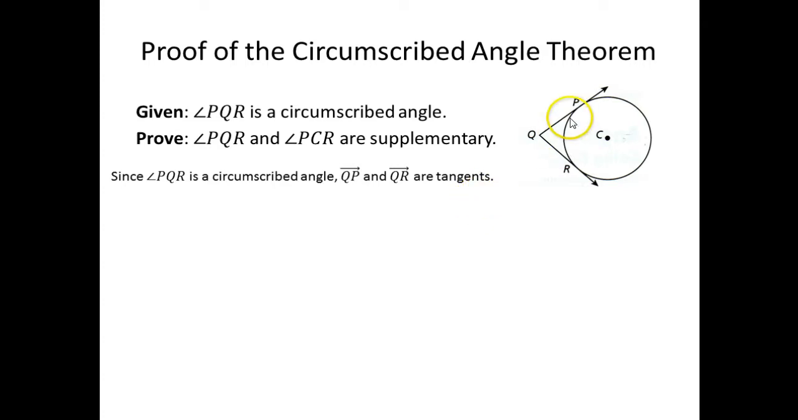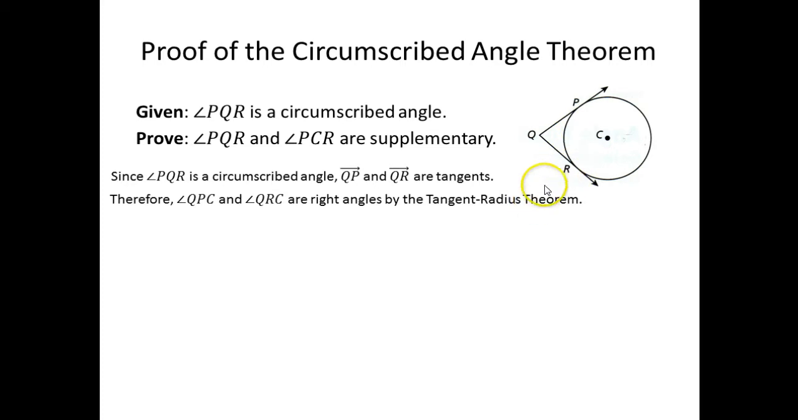Since PQR is a circumscribed angle, I know that QP and QR are tangents. That's the definition of a circumscribed angle. Therefore, angle QPC and QRC are right angles by the tangent radius theorem. If you remember, we had a theorem in class that said that if I have a tangent line drawn to a circle, and I have the radius of the circle drawn to the point of tangency, then essentially what I've created is a right angle. So that's what this statement says. Angle QPC is a right angle by what's called the tangent radius theorem. So I know this is a right angle here.